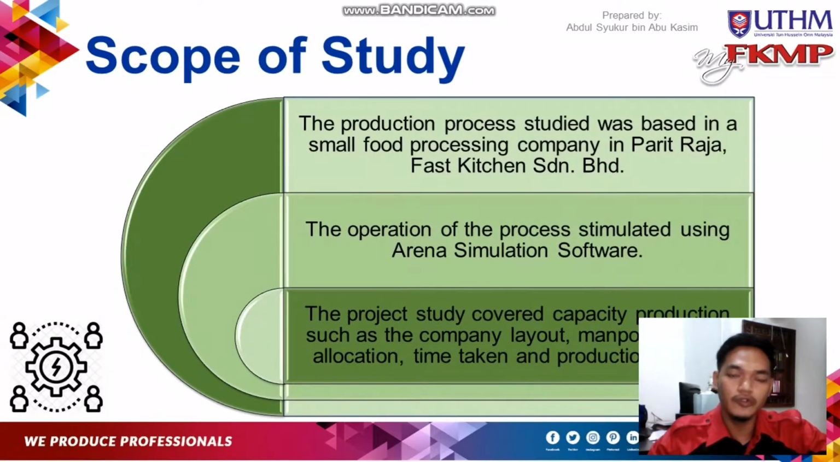For the scope of the study, the production process studied is based in a small food processing company in Pasir Raja, which is Fast Kitchen Sendirian Berhad. The operation of the process is simulated using Arena simulation software. The project covers capacity production aspects such as the company layout, manpower, work allocation, time taken, and also production output.